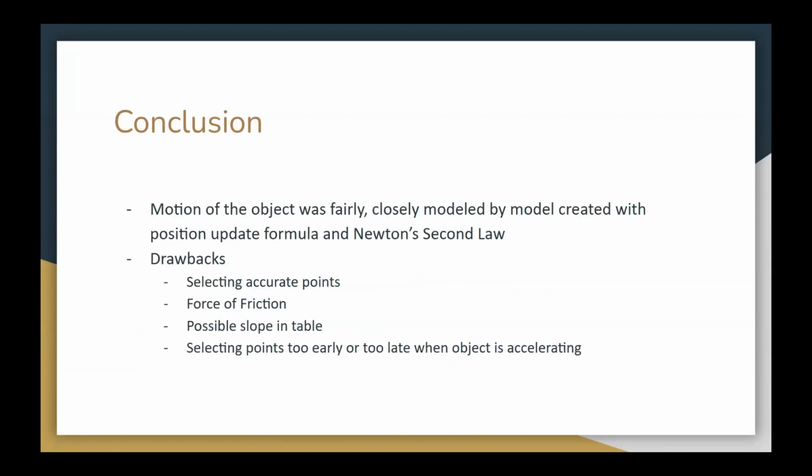In conclusion, the motion of the object was fairly and closely modeled by the model created from the position update formula and Newton's second law. Obviously, there were some issues such as selecting accurate points. It will not always be super accurate, but we tried our best to make it as accurate as possible. There's also the force of friction, gravitational forces due to maybe a possible slope in the table or the building itself. And there could also not be constant velocity during the points where we are selecting points and tracking.